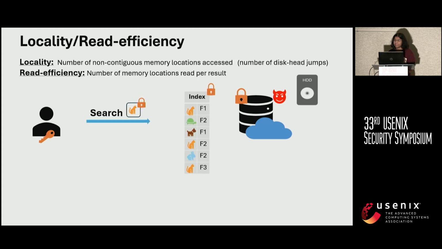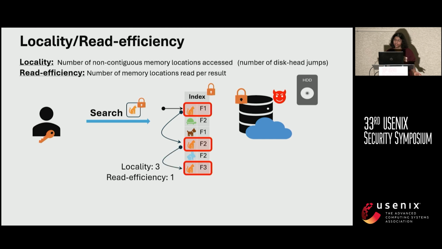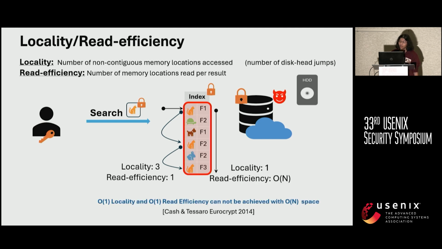So let's move on to locality and read efficiency, the two IO efficiency metrics for HDDs. Locality refers to the number of random disk head jumps when an operation is performed, and read efficiency refers to the number of memory locations read per result. For instance, here the client is searching for the keyword cat, and in order to retrieve the results, the disk head needs to perform 3 random jumps. So locality here is 3, and we achieve optimal read efficiency because we are reading only the entries corresponding to the results and nothing else. Whereas linearly scanning the entire index will achieve optimal locality, but worst case read efficiency.